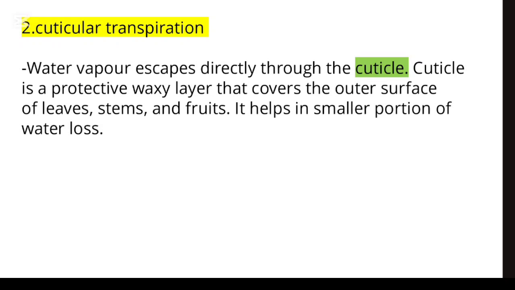Number two is cuticular transpiration. Cuticular transpiration means the loss of water through the cuticle. The cuticle is the protective waxy layer that covers the outer surface of the leaves, stems and fruits. It accounts for a smaller portion of water loss. Water vapor that escapes directly through the cuticle is called cuticular transpiration.